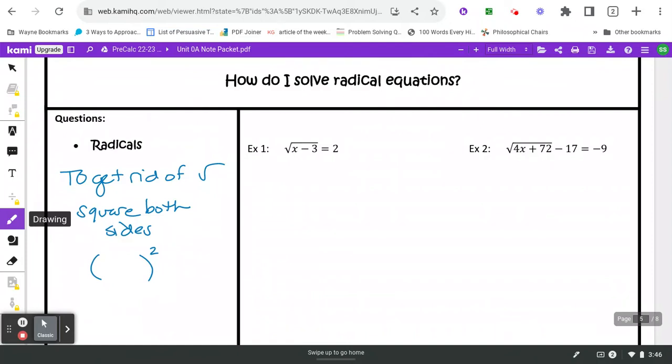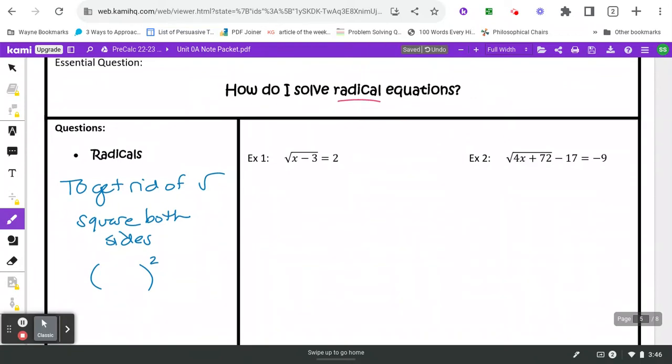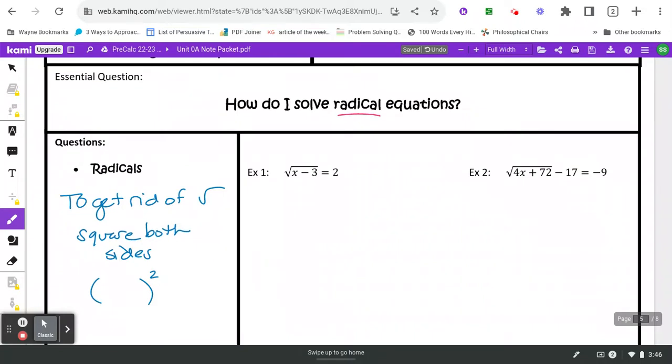We've got the square root of x minus 3 equals 2. Just FYI, radical is what's used to describe any sort of root. So it could be a square root, a cube root, a fourth root. All of those are radicals. Most of the time, we're going to be working with square roots.